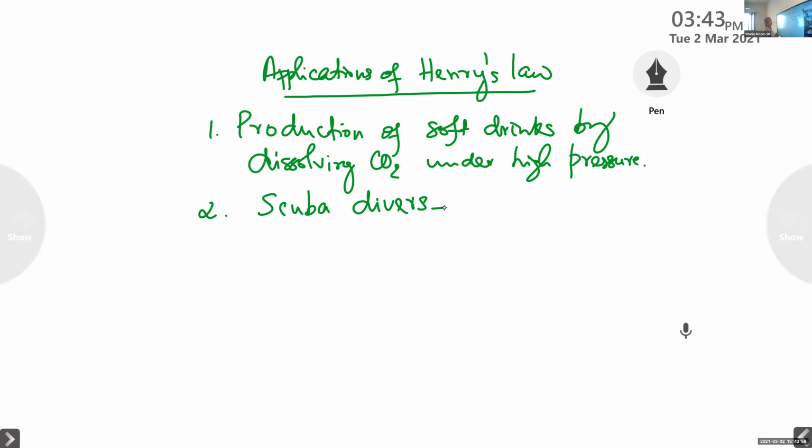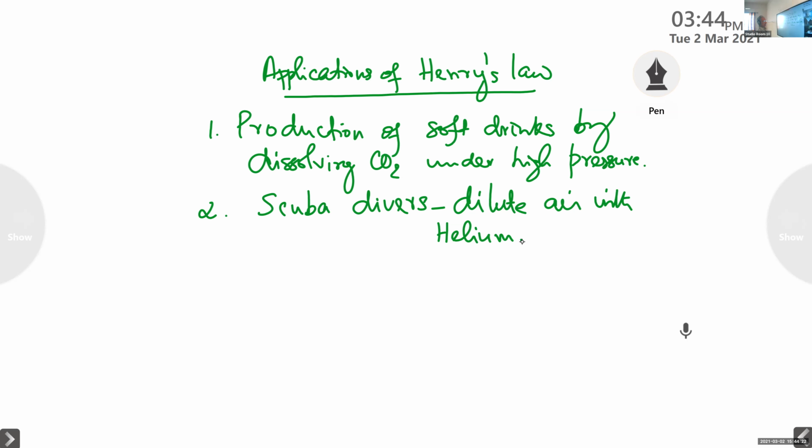Now, scuba divers make use of oxygen cylinders containing helium. What they do is dilute air with helium. When air is diluted with helium, what happens?